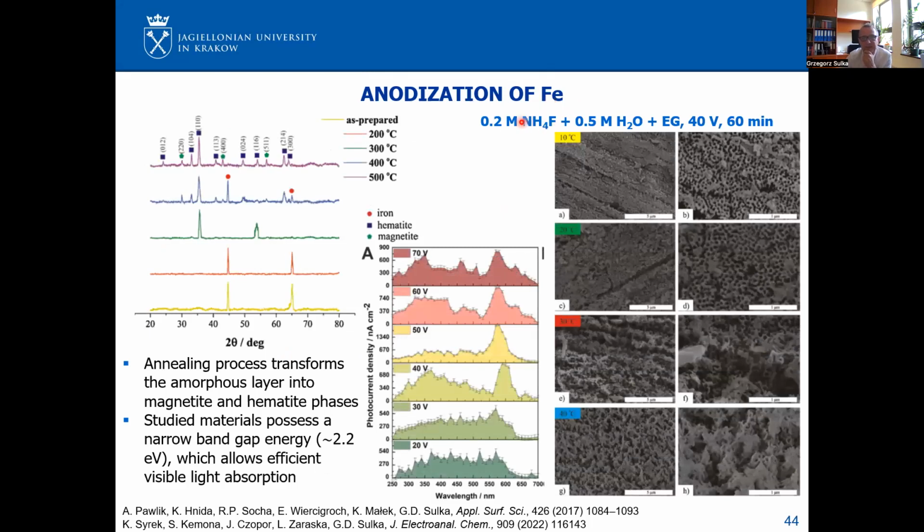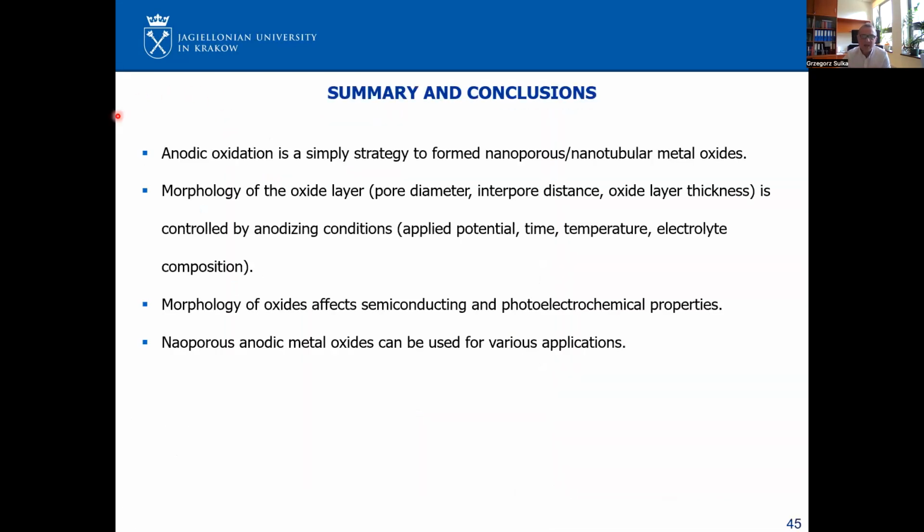And the final example is anodization of iron. We also perform it in ethylene glycol electrolyte. As you can see, we studied different temperatures of anodization, different voltages, annealing process, and also photoelectrochemical properties of such layers.